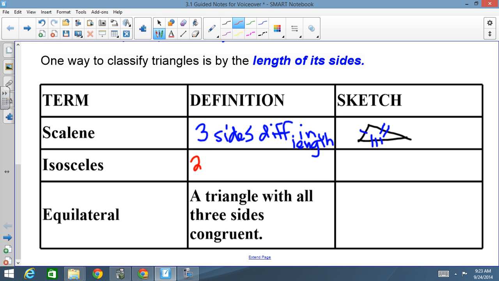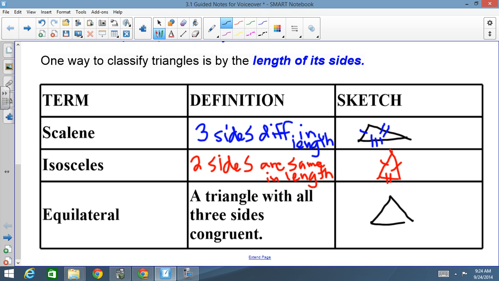Isosceles is a triangle where 2 sides are the same in length, but not all 3. So that would be something like this, where maybe these 2 sides have 1 notch mark, and then the third side has 2. If 2 sides are the same, that's an isosceles triangle. And then equilateral is when all 3 sides are the same. So that triangle is going to look like this, and all 3 sides are going to have the same number of notch marks. That's a classification of triangles. So if you're asked to classify by length of sides, you want to say scalene, isosceles, or equilateral.